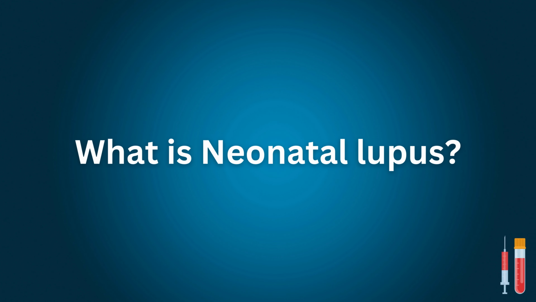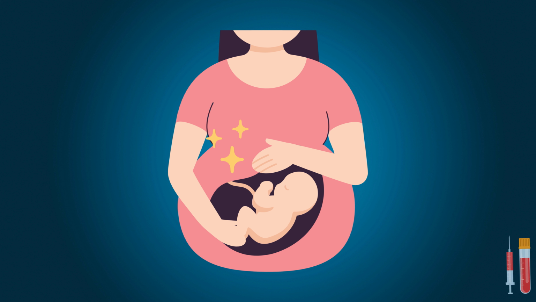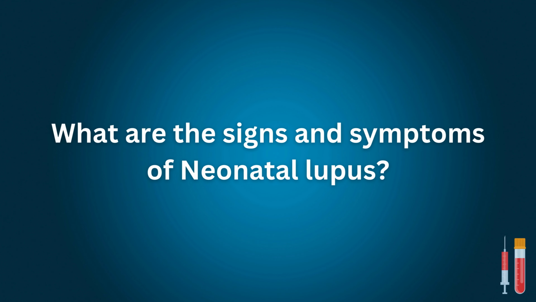What is neonatal lupus? Neonatal lupus is a rare autoimmune condition that occurs in newborns because of the passive transfer of maternal autoantibodies, primarily anti-Ro or SSA and anti-La or SSB, during pregnancy. These antibodies cross the placenta and affect the fetus, potentially causing a range of transient or permanent clinical manifestations. What are the signs and symptoms of neonatal lupus?